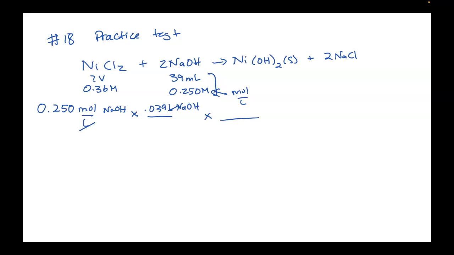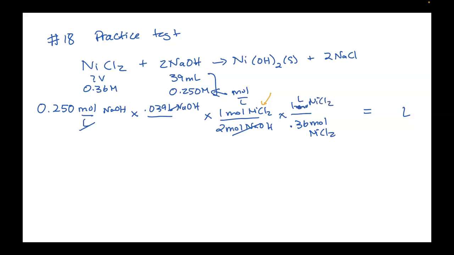Here's where you use the mole to mole ratio. It's 2 moles of sodium hydroxide per 1 mole of nickel(II) chloride. And now I want to get volume in liters, so I'm going to use the concentration that I was given on the nickel(II) chloride to finish this out. And so I've canceled moles of sodium hydroxide. My moles of nickel(II) chloride are in the numerator, so I need them to cancel, and I'll put it in the denominator. And so it's 0.36 moles of nickel(II) chloride per liter of nickel(II) chloride.